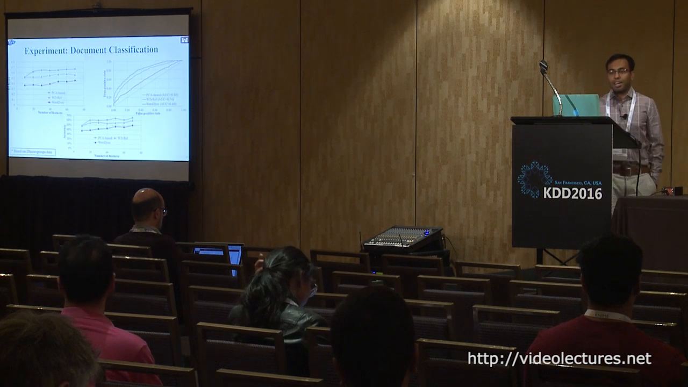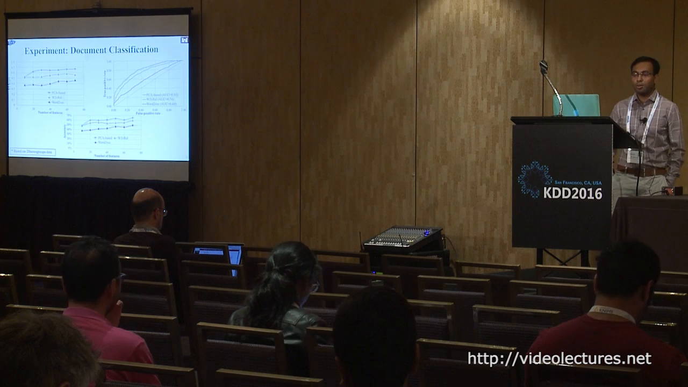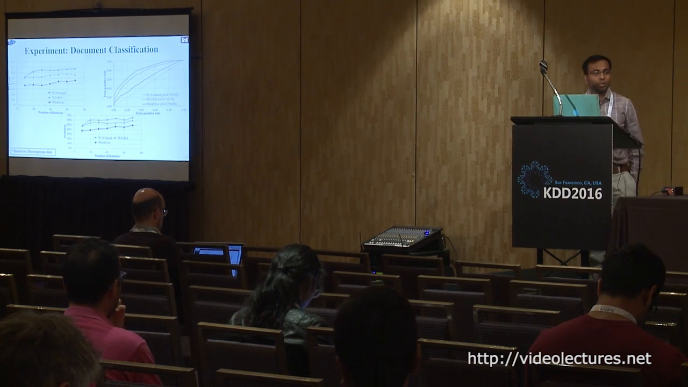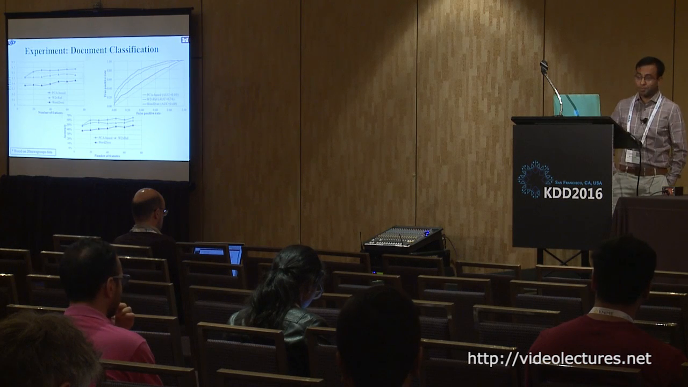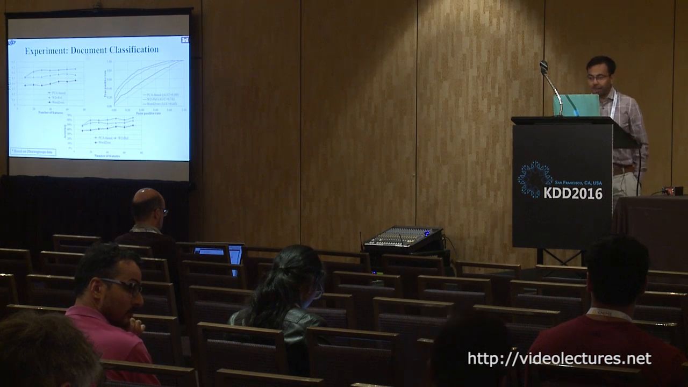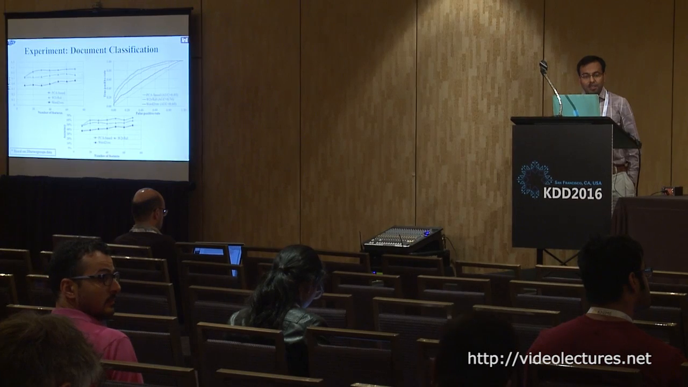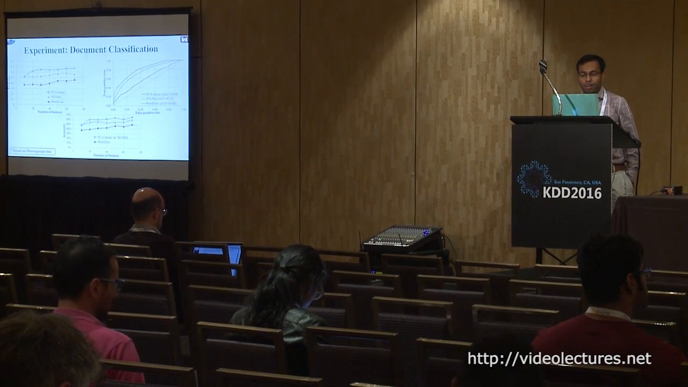This is the third experiment, where we use the 20 newsgroups data set to classify documents using the vectors that we are generating. We presented F-score, accuracy and ROC curve. It shows that our methods are good for classifying documents as well.